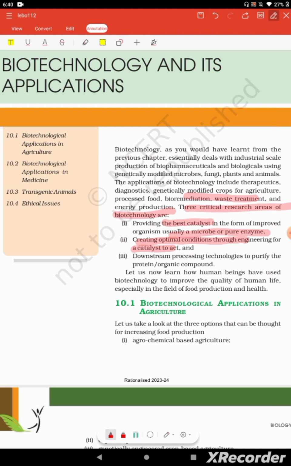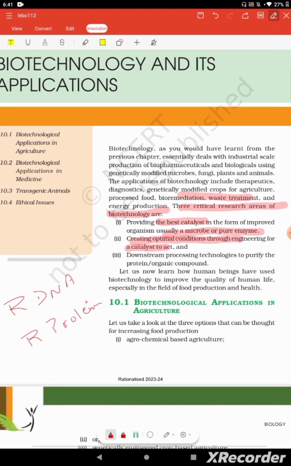So through recombinant DNA technology, we have inserted the desired gene in the host organism, and from that we obtain the recombinant protein or the desired protein that can have the catalytic property also, or whatever use we have acquired from the microbes in the form of enzyme or in the form of hormone or proteins.